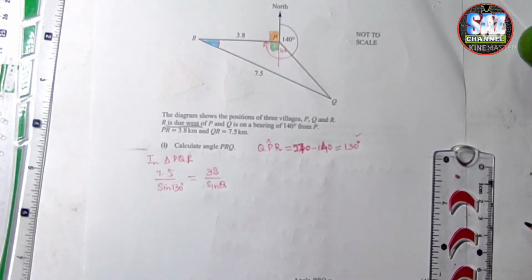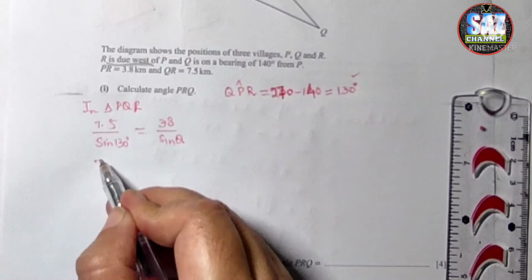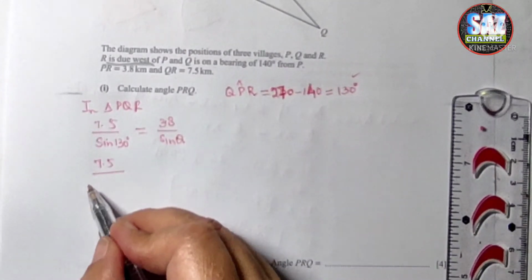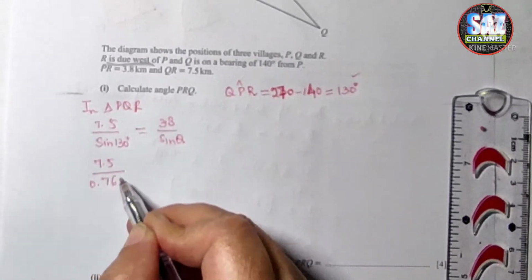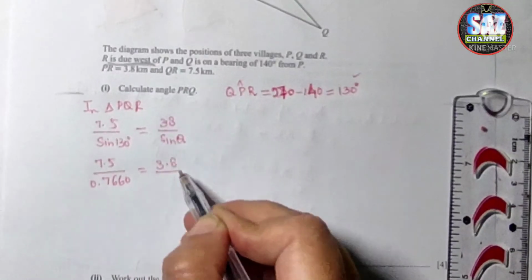Students, before going to your exam, you must learn how to change the mode of your calculator. For the trigonometry question, your calculator must be in degrees mode. Sine 130 degrees equals 0.7660. So 7.5 upon sine 130 degrees, 0.7660, equals 3.8 upon sine Q.